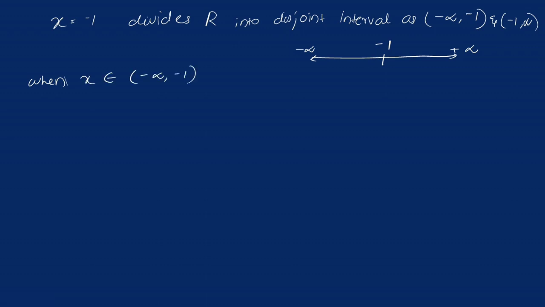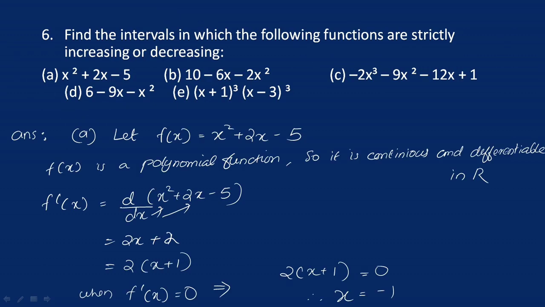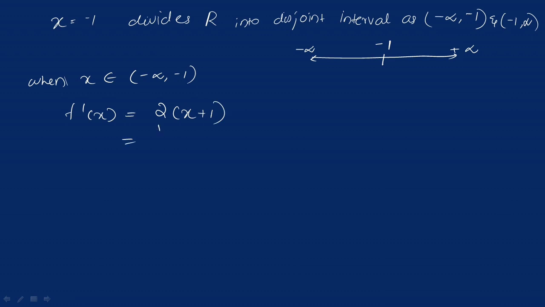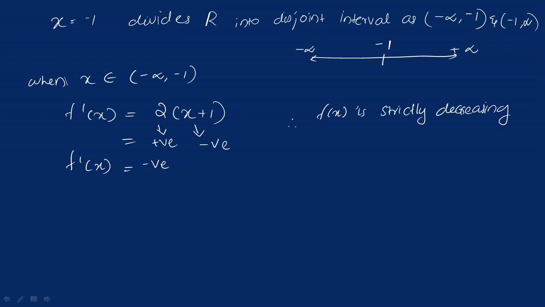When x belongs to the interval (−∞, −1), we have f'(x) = 2(x + 1). 2 is a positive quantity, and if we apply a value for x between minus infinity and −1, x + 1 is a negative quantity. So f'(x) is positive into negative, that is negative. So f(x) is strictly decreasing in (−∞, −1), when x is less than −1.